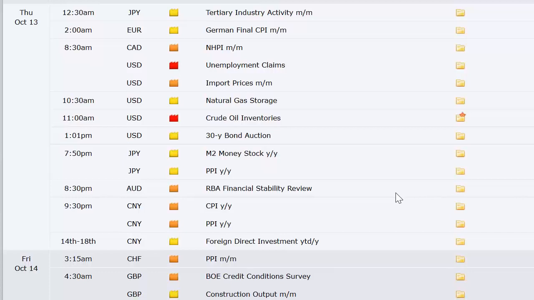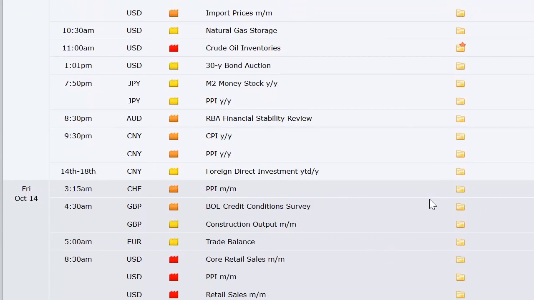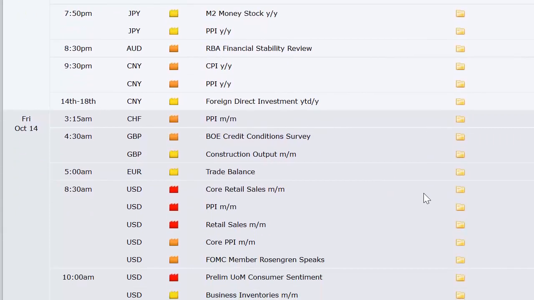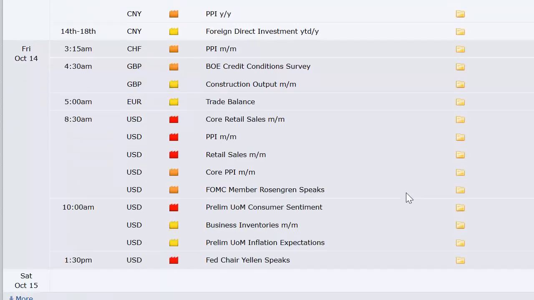German final CPI, U.S. weekly unemployment claims, the Canadian NHPI, import prices, natty gas, crude oil inventories, 30-year bond auction. M2 money stock out of Japan, PPI out of Japan, China's CPI and PPI, and foreign direct investments, Switzerland's PPI, construction output out of the UK, trade balance out of Europe, and then U.S. core retail sales, PPI. Fed member speaks again, preliminary U.S. consumer sentiment for October, business inventories, and then Fed Chair Yellen speaking at 1:30 p.m. on Friday.